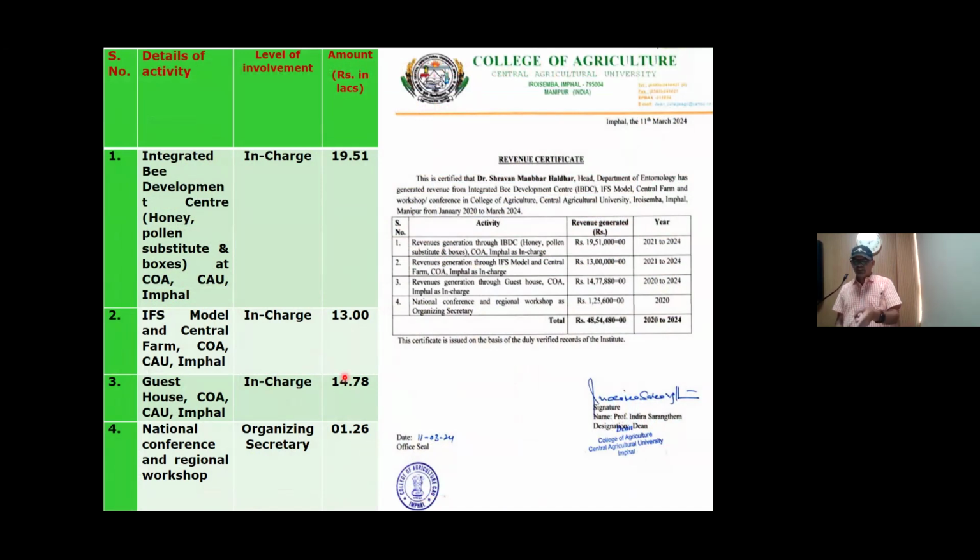And we also generated revenue, sir, from the IFS model in the central farm. At present, around 15 to 20 lakh per year revenue is coming from the 15 hectare area that we are seeing in this video. Yes, sir, I will try, sir. And we also conducted a national conference, and we generated revenue from this also.